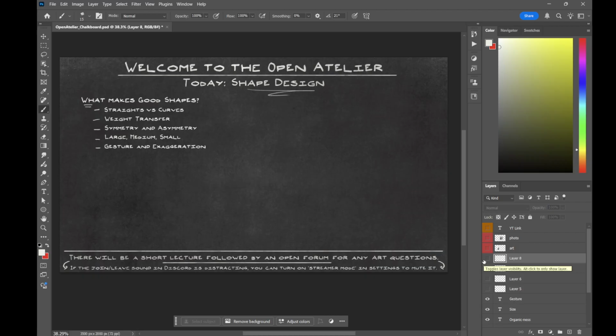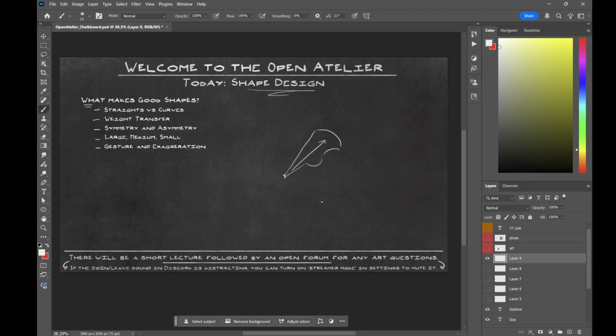And then gesture and exaggeration. This is where you get a sense of almost flow to a shape. So an example is if I take a shape like this, I'm going to try to get straights versus curves. I'm basically going to try to get everything except for that gesture and exaggeration into it. So give me a second to think about what that would look like. Maybe something like this.